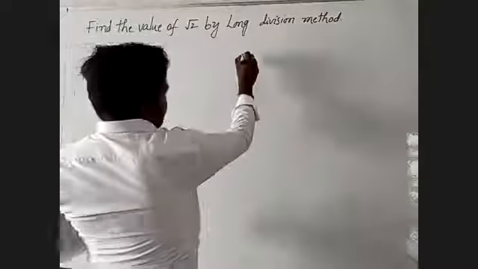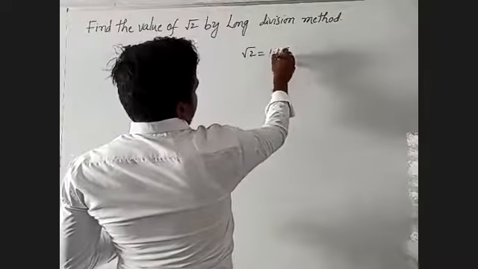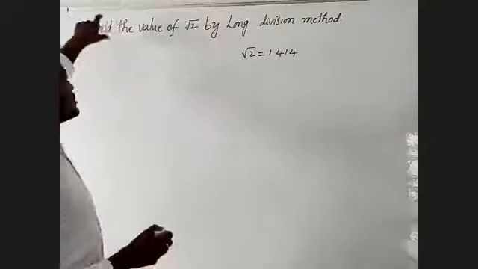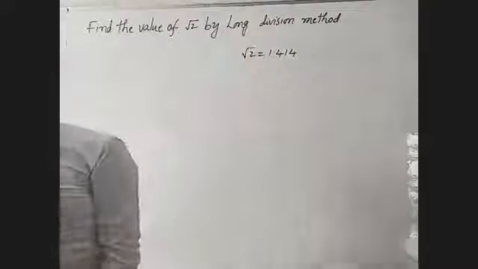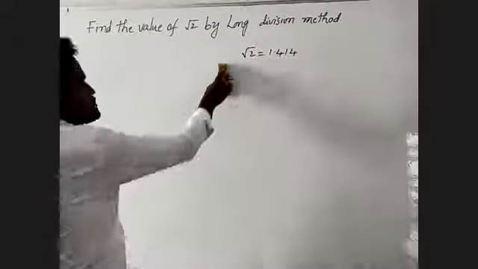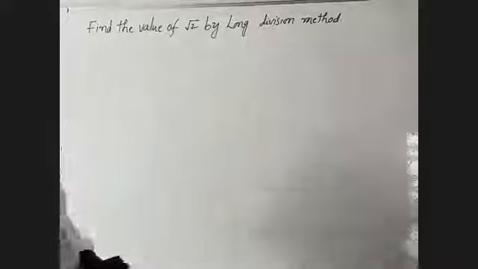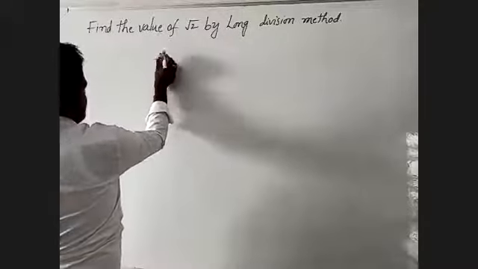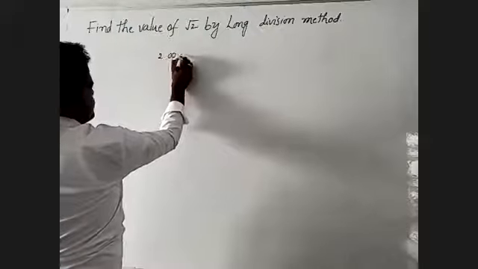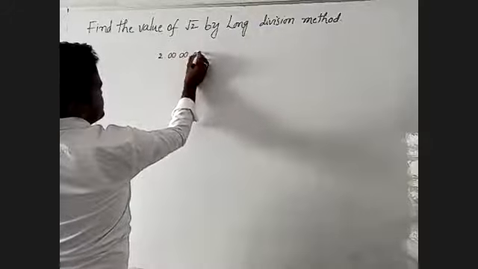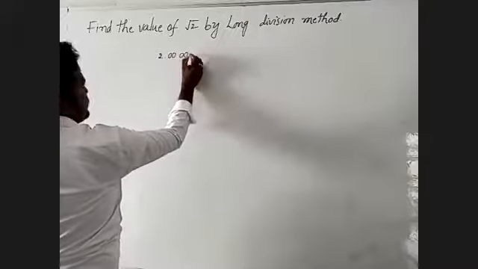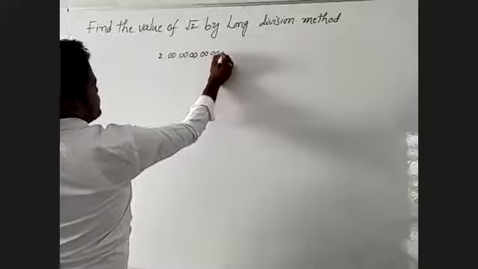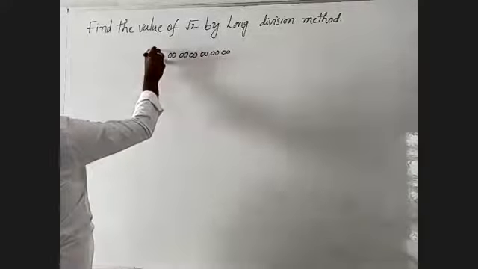Here root 2 becomes 1.414. How to find out this value? Here, by using the long division method. We will observe in this one. This is most important. Here first I have to take 2. After that I have to take 0, 0, 0, 0. Again 0, 0. Again we have to take 0, 0, 0, 0, 0, 0. I have to take.